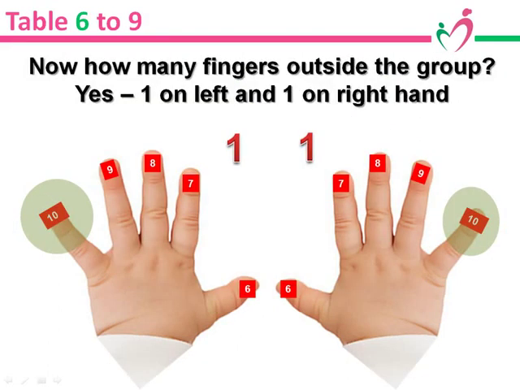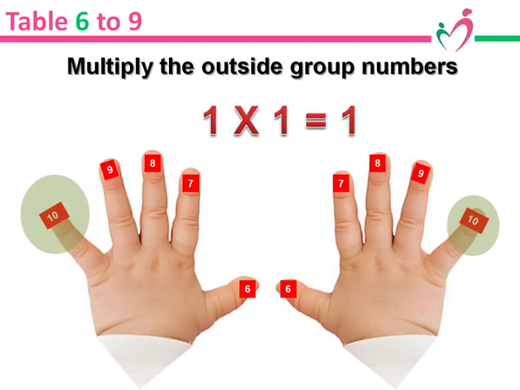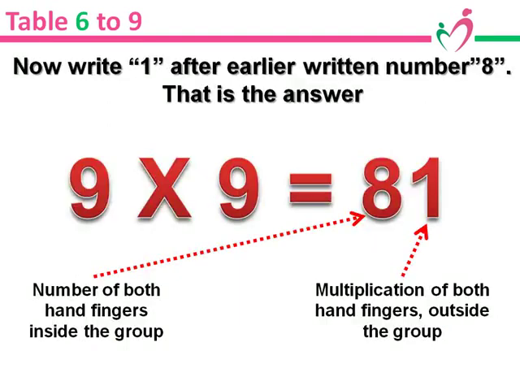Written 8. Let us find out how many fingers on both the hands were left out of the group. So there was one finger left out of the group on the left hand and one finger on the right hand. So what do we do with the leftover fingers? We multiply their numbers. So 1 multiplied by 1 is equal to 1. What do we do after this? So we had written 8 earlier and 1 multiplied by 1 is 1. So we write 1 after 8. What's the answer? 81. Oh wow! That's 9 multiplied by 9 is equal to 81.